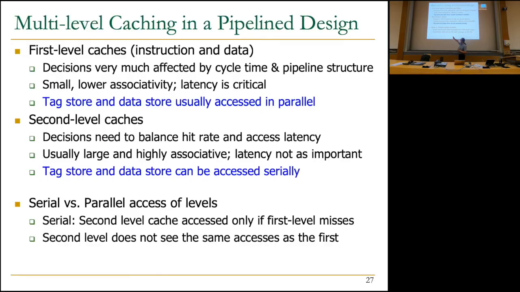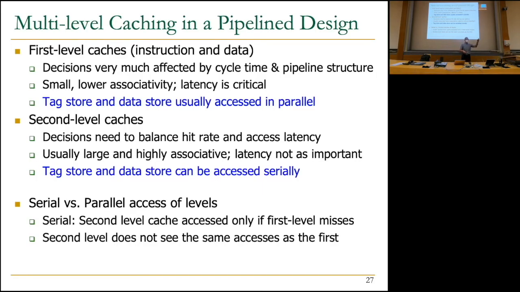Usually, levels are accessed serially today. You don't do parallel accesses. As a result of this design decision, especially due to energy and also complexity, the second level doesn't see the same access as the first. And the third level doesn't see the same access as the second level. The fourth level doesn't see the same access as the third level. And memory doesn't see the same accesses as the fourth level.